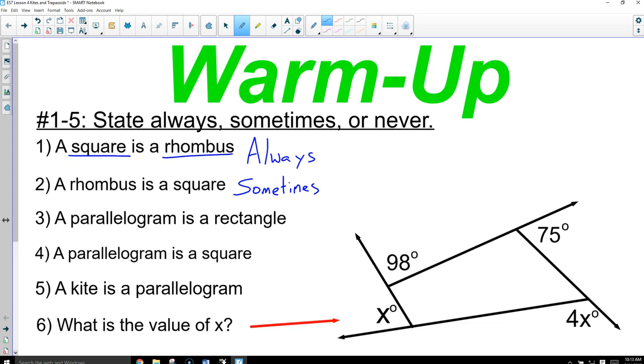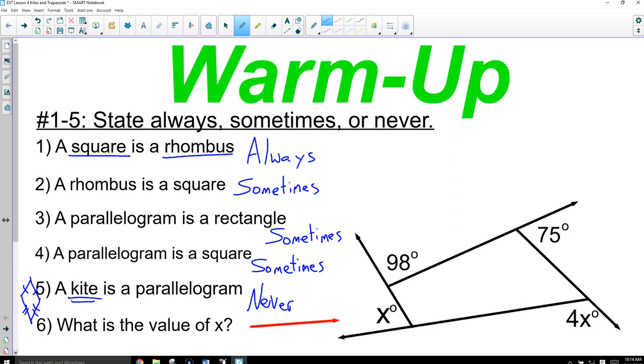A parallelogram is a rectangle. That is also sometimes. And a parallelogram is a square, also sometimes. A kite is a parallelogram. A kite is a shape that we haven't talked about until today. So a kite, if you think about a kite that you may have flown when you were a little kid, looks something like this. This answer is never.